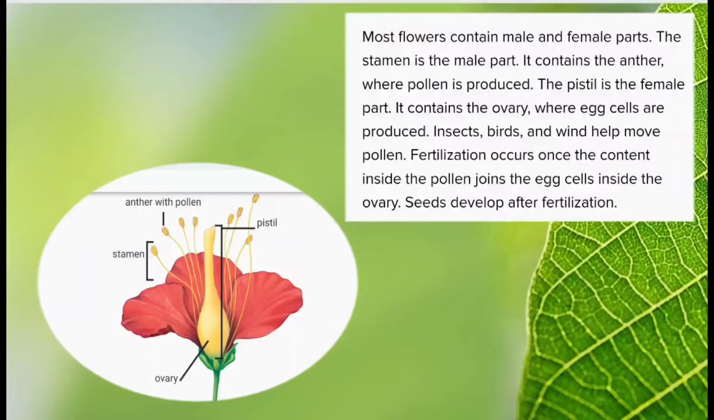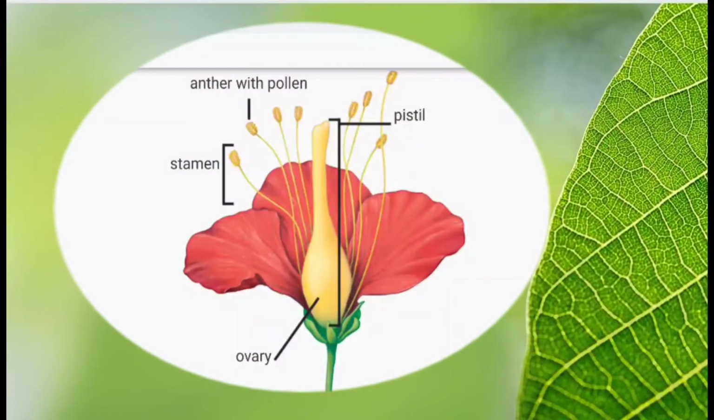Fertilization occurs once the content inside the pollen joins the egg cells inside the ovary. Seeds develop after fertilization. Take a look at the picture. The stamen contains the anther with pollen. Although flowers come in different colors and shapes, they all contain the same structures used in reproduction.